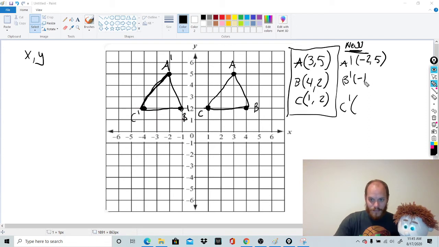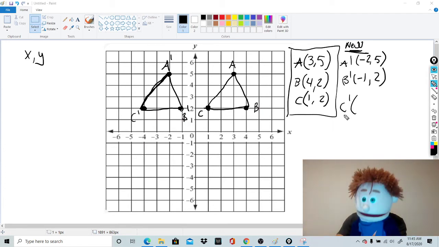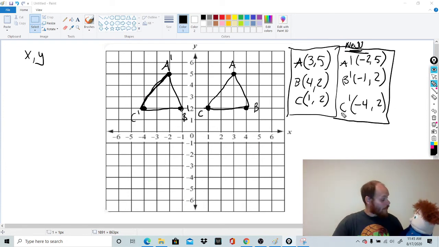That's at -1. And that is at 2. So -1, 2. Wait, that's kind of easy. So C prime is at -4, 2. Exactly. So -4, 2. So I'm just showing you how that translation would work, how those ordered pairs will work, but that's not always how the question is going to be asked.